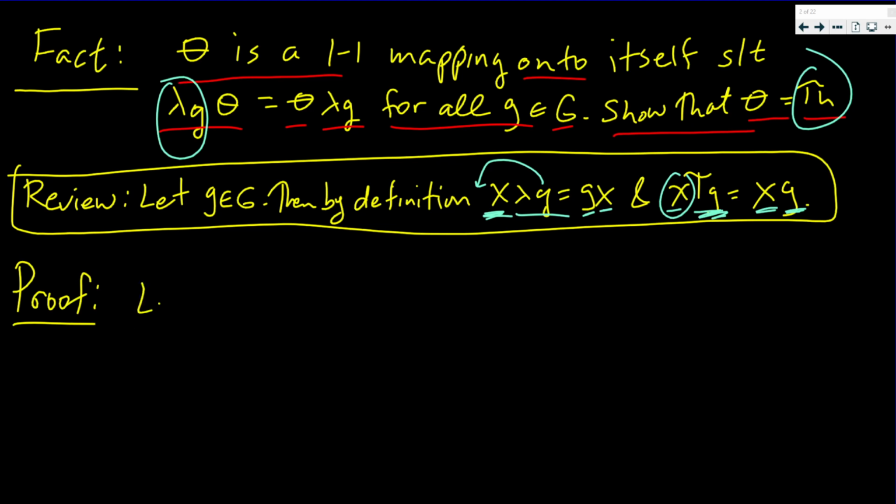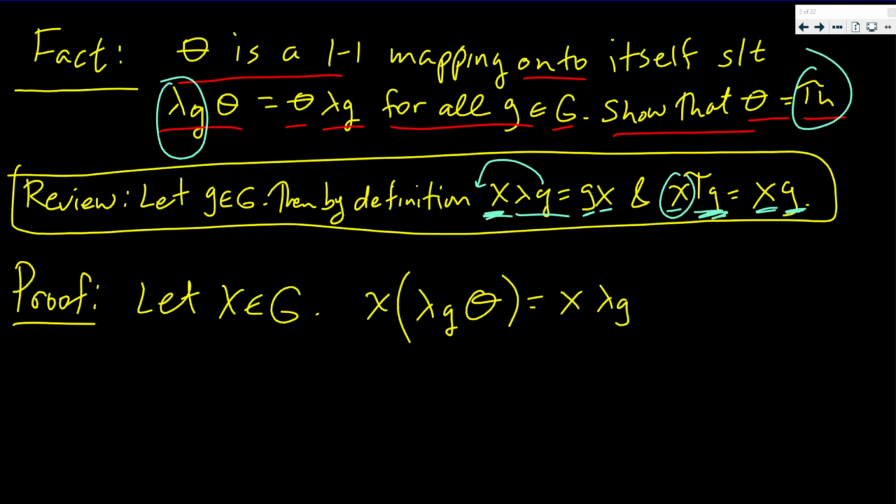Okay, so let x be an element of G. Now, let us look at x composed with this mapping, what it does to x. Well, this is x lambda g theta. But lambda g just multiplies on the left by g. And then theta comes along, so we get that.